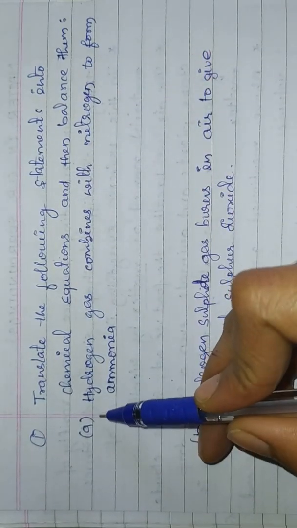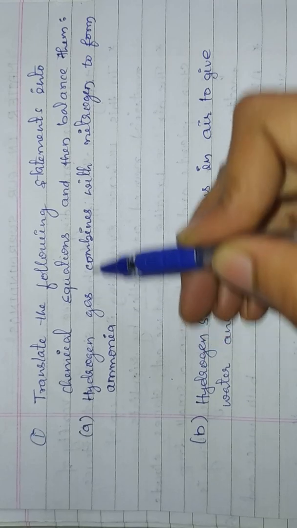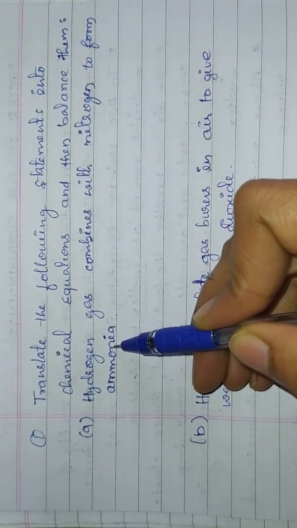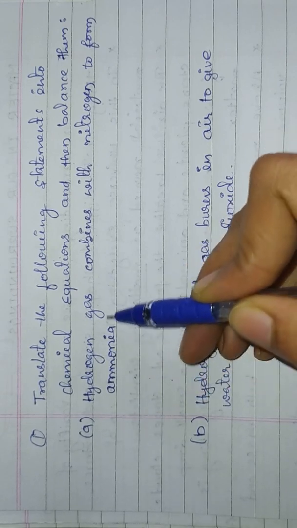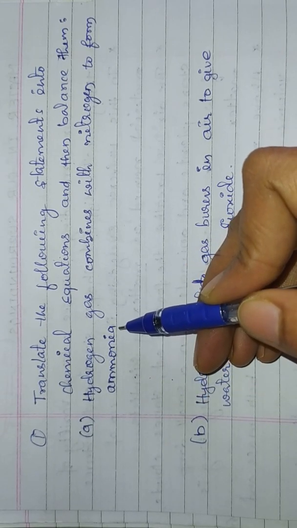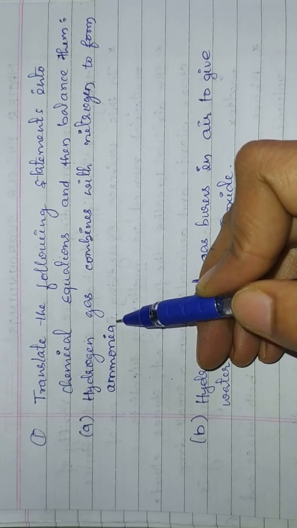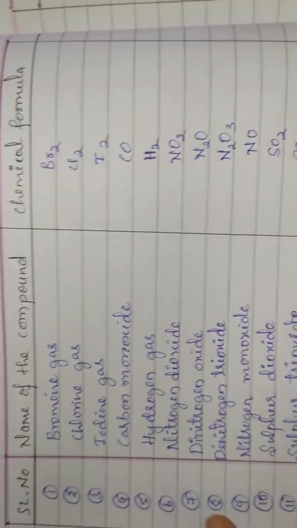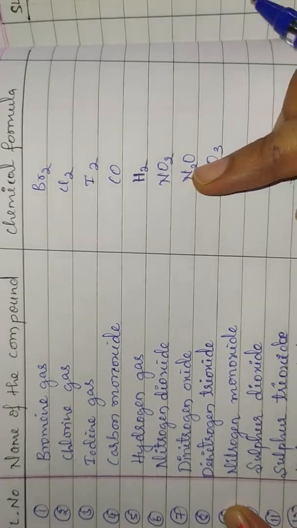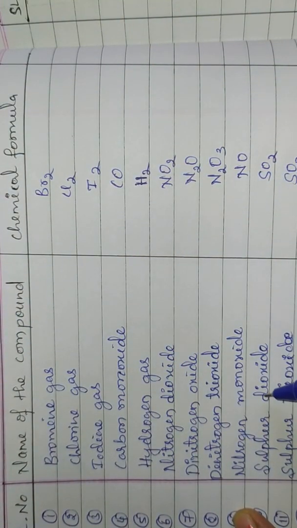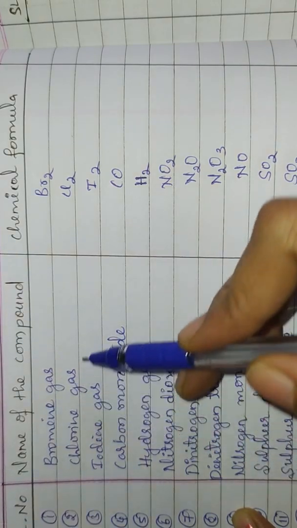The first one is: hydrogen gas combines with nitrogen to form ammonia. To solve chemical equations, we should know the chemical formulas of the reactants and products. So, children, you had better make a list of chemicals like this. I have made a list of chemicals. See here, bromine gas, chlorine gas, like this.